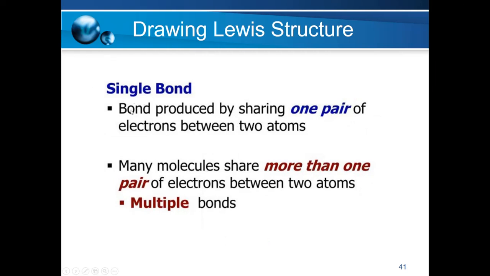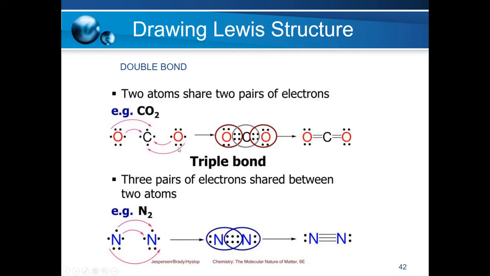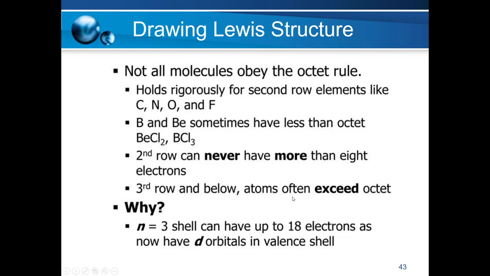One single bond is produced by sharing 1 pair of electrons between 2 atoms, while many molecules share more than 1 pair of electrons between 2 atoms, and we call that a multiple bond. So how about a double bond? In a double bond, two atoms share two pairs of electrons, as in CO2, while for a triple bond, they share three pairs of electrons.